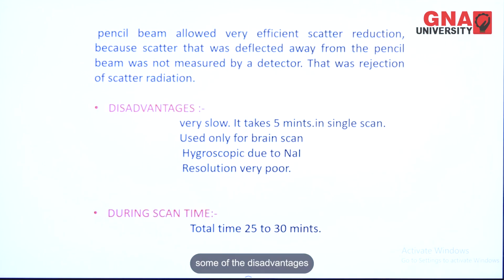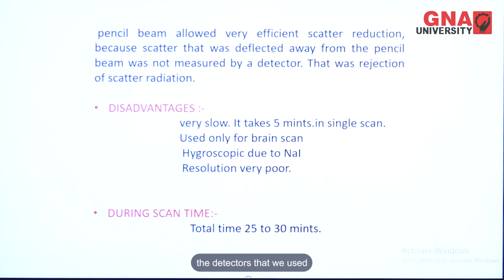There were some disadvantages of this first generation CT. First, it was very slow. To acquire one single slice, we required a time span of at least 5 minutes, and this was used for the brain only, as you already know that for the rest of the body we need the patient to stop breathing. The patient cannot stop breathing for this much time, so this is the reason the first generation CT was only confined to brain scans.